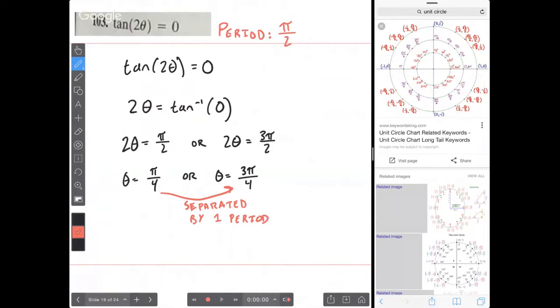So that means I can express the entire solution set. Theta equals the set of values pi over 4 plus pi over 2 times k. And we can check on Desmos.